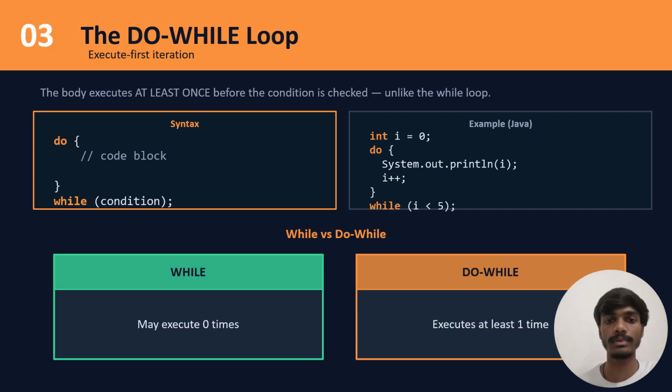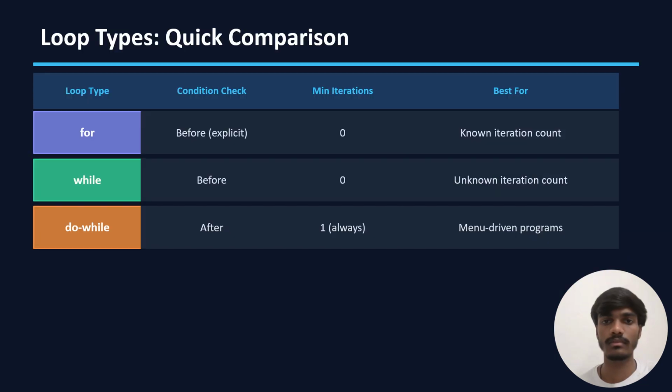And the last loop that we are going to talk about is the do-while loop. A do-while loop is an execute-first iteration. Unlike the standard while loop, this one runs the body at least once before it ever checks the condition. Look at this Java example. The program prints the value and updates it first, then checks if it should loop again. Use this when you need to ensure the code block is triggered at least once.